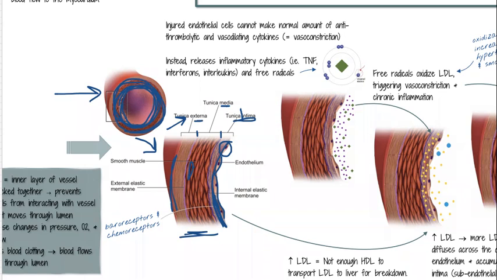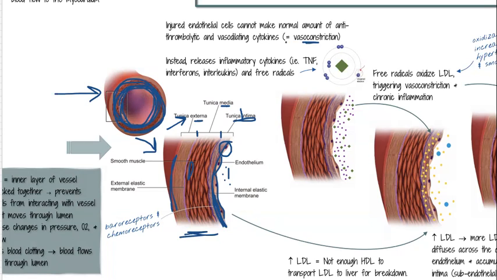But really, those little cytokines that are being released from the endothelium are not there. And so you're going to end up being much, much more susceptible to vasoconstriction. So that's just one little thing that's happening with that damage.